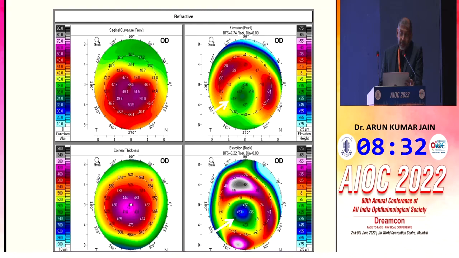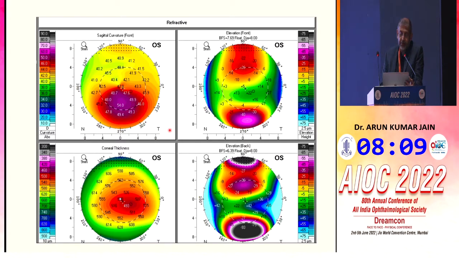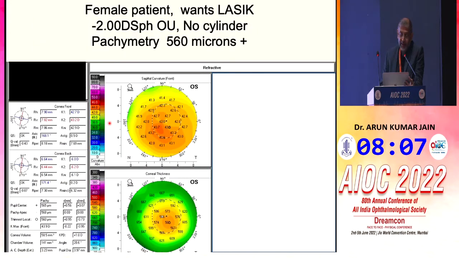So this is the anterior surface and this is elevation front. This is the sagittal map. So they can be present on anterior as well as posterior surface, and it can also be in the form of a tongue-shaped projection. As the keratoconus progresses, this island separates and it becomes an island, and this is again in the form of an island.